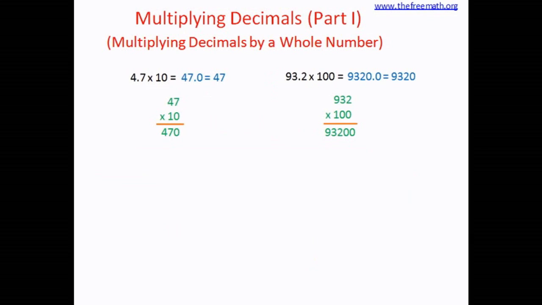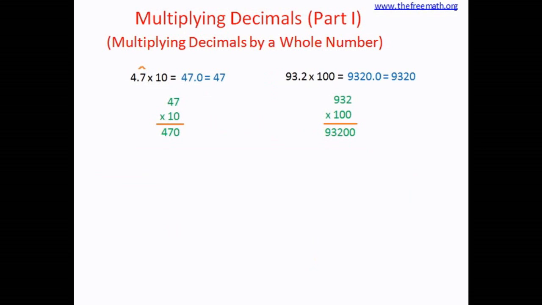Now if you look at these last two examples, you can see that they are simpler than the previous problems. What I mean is that multiplying by 10 and multiplying by 100 is easier than multiplying by some other number. Do you notice something here? Why is it simple? If you consider 4.7 multiplied by 10, you can see that the decimal point just hops over 1 digit and moves to the right, and thus the answer is 47.0 or 47.